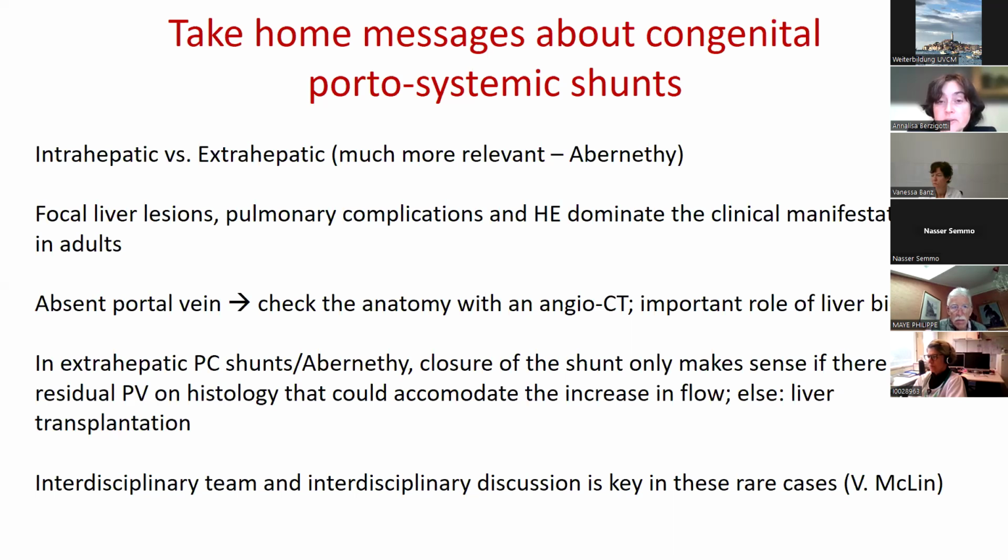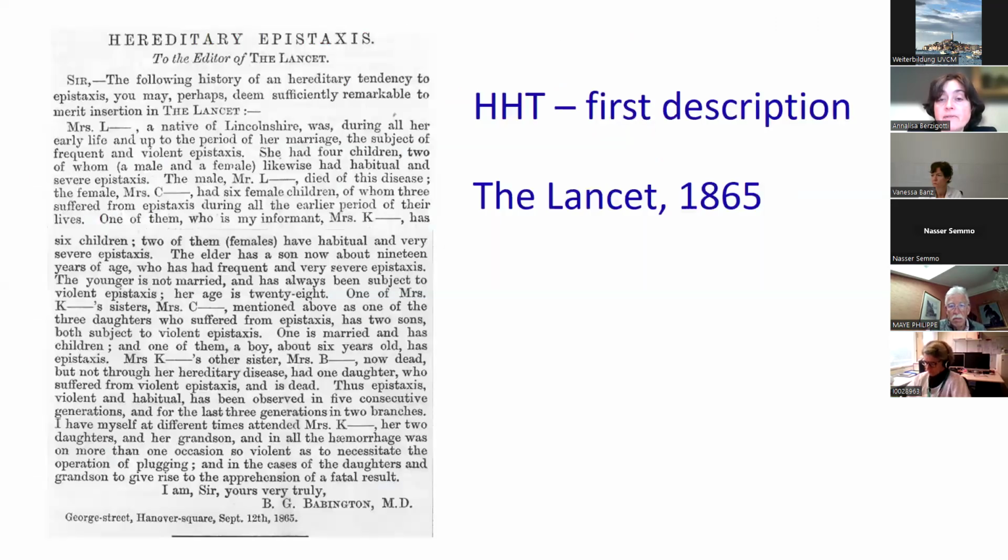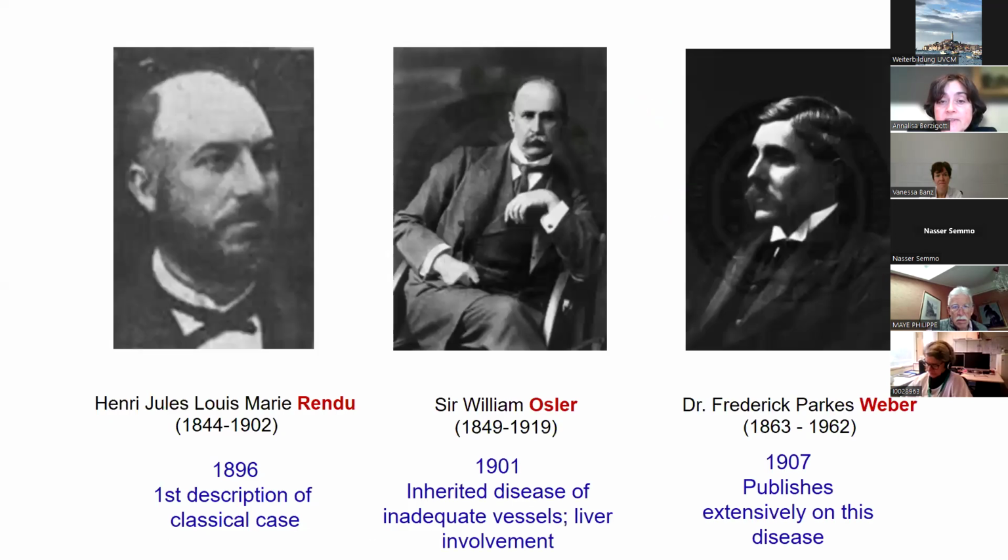Then we shift to the second part, which is hereditary hemorrhagic telangiectasia, which is a very fascinating disease, first described by Dr. Babington in 1865 in this simple letter to the Lancet that was on hereditary epistaxis. So it showed how there was a family affected by this important and severe epistaxis.